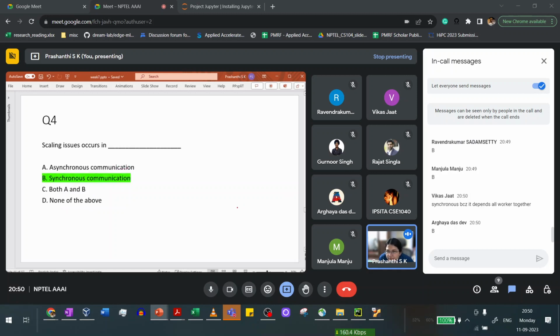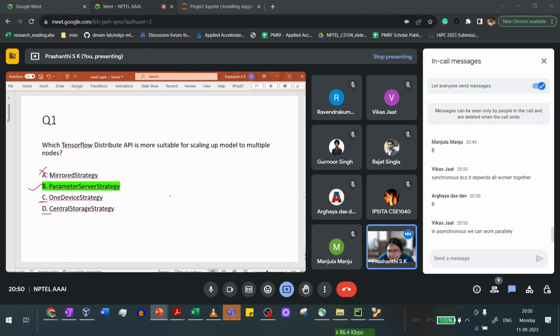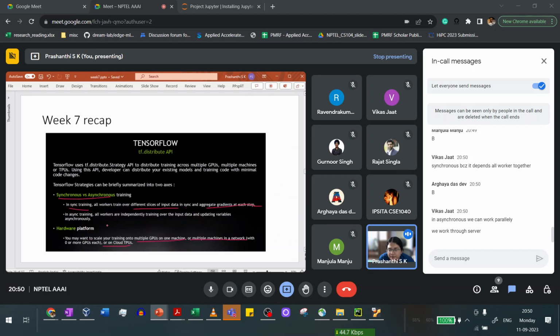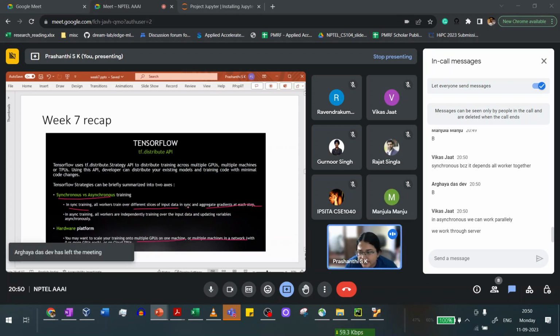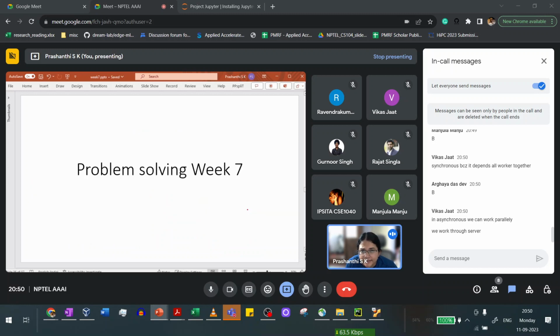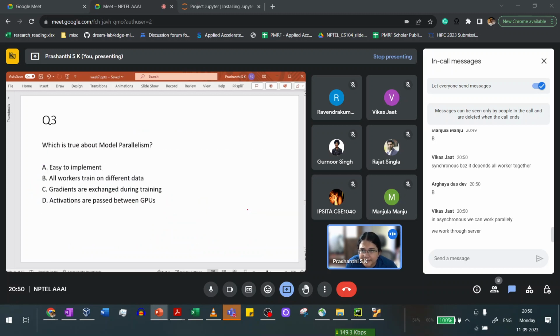Let's look at the answer. Synchronous, yes. So why is this, right? Why can't you scale? So basically, in your synchronous thing, if you remember the definition which we saw somewhere here, in synchronous training, basically the workers train over different slices of input data and then aggregate gradients at each step. So now that causes a bottleneck in a sense, right?